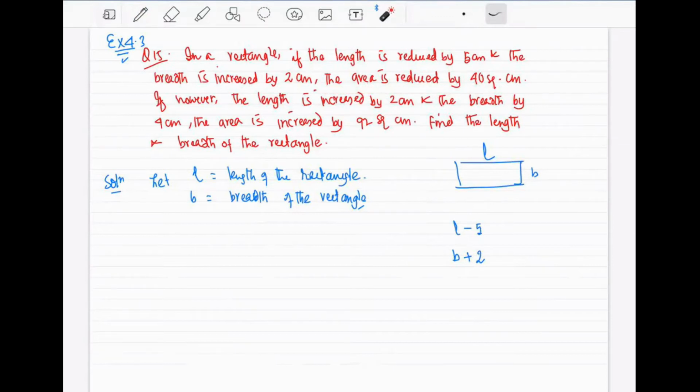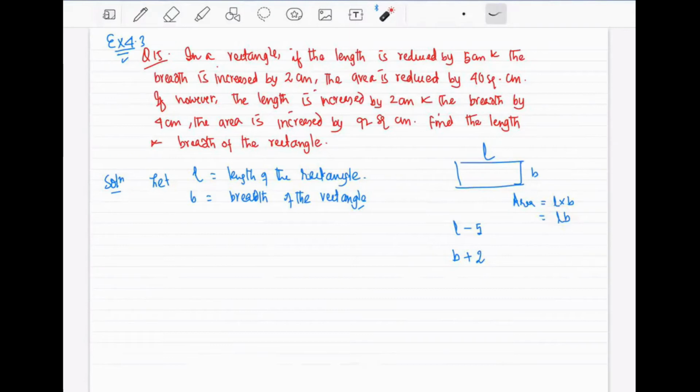Okay, before we come to this part, you need to understand how much is the current area. Before we do any reduction or increment, you need to understand how much is the original area. The original length is L, original breadth is B. So how much is the area here? Length into breadth. So just write LB. Okay. So this is the original area.